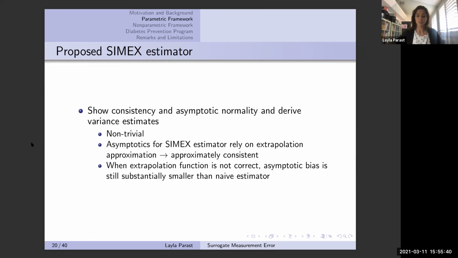The asymptotics for the SIMEX estimator do rely on the extrapolation approximation. So when I say consistency, I can really only say it's approximately consistent. But when the extrapolation function isn't correct, the asymptotic bias for the SIMEX estimator is still substantially smaller than the naive estimator. And that's not something I showed, but it's something that Ray and some of the earlier SIMEX papers have shown.